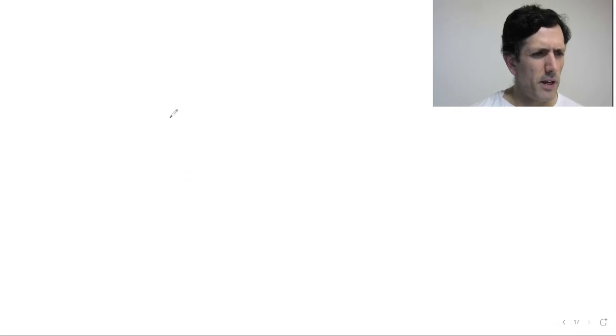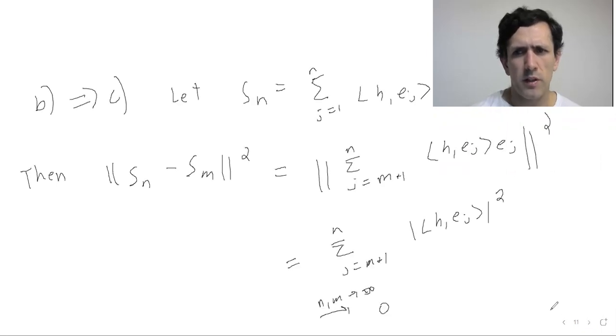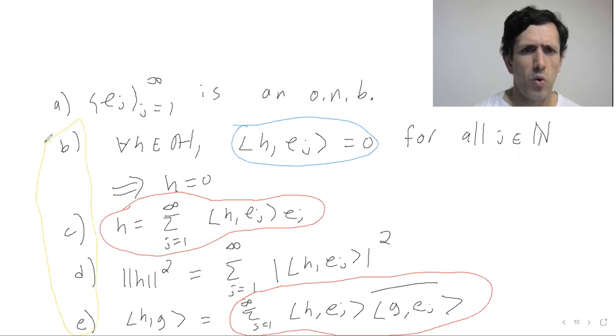Anyway, what we've proved is B implies C, C implies D, D implies E, and E implies B. So all of those are equivalent. We've just proved that everything here is equivalent. Now I just want to prove that A is equivalent to B, and that's actually pretty easy. There's really not all that much to it.